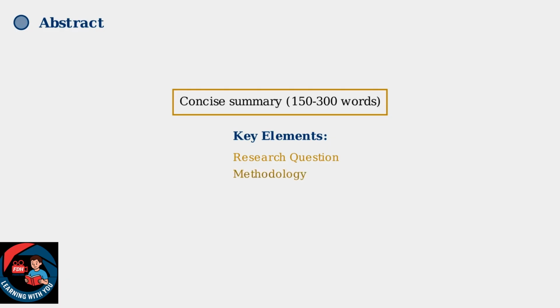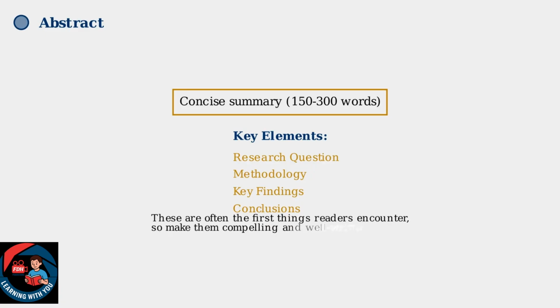Describe your methodology, explaining how you conducted your research. Highlight your key findings, summarizing the most important results. Finally, present your conclusions, noting the implications of your work. Remember, the title and abstract are often the first things readers encounter. A compelling title draws interest, while a well-written abstract can determine whether someone reads your full dissertation.